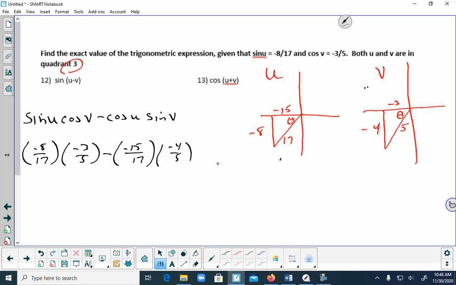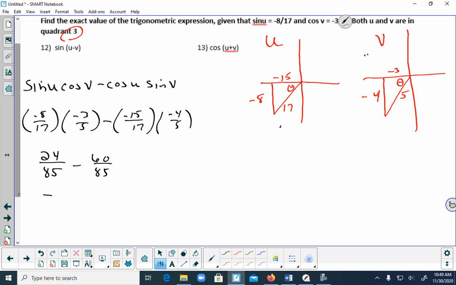So when I multiply, I'm going to have 24 over 85 minus 60 over 85. So when I take 24 minus 60, I end up with a negative 36 over 85. And that's my answer. And just a real quick check, that number, since the sine has to be between negative 1 and positive 1, which it is.